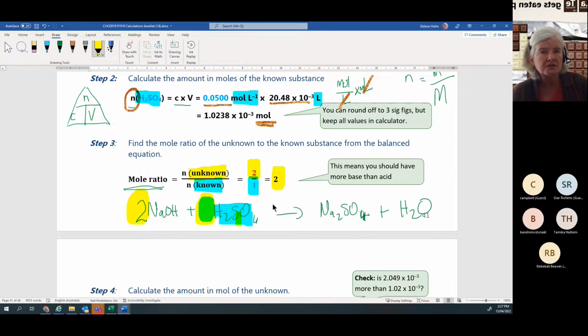Another way to view it is just simply to say, from my equation, I need double the amount of sodium hydroxide to sulfuric acid. So I must have a final double. So if I had 1.0238, and so on, of sulfuric acid, I must have double that for sodium hydroxide. So I must have 0.046, whatever.